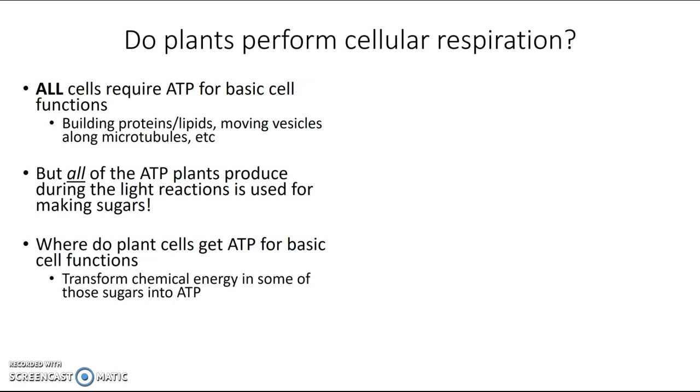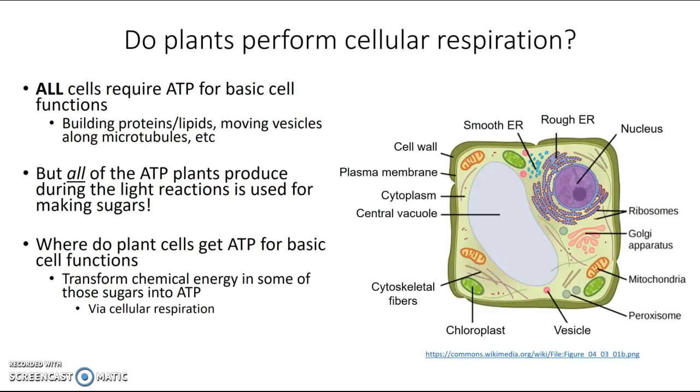And the answer is that they can transform the chemical energy in some of those sugars that they made in photosynthesis into ATP. And they'll do that using the same process that you and I do. They'll use cellular respiration. So some of the sugars could be used to make starch, some of them to make cellulose, and then some of the sugars would be used so the plant can make ATP to do everything that it needs to do. So if you look at a plant cell, you are familiar with all these organelles, and you'll see that in addition to the chloroplast for photosynthesis, plant cells also have mitochondria to perform cellular respiration.